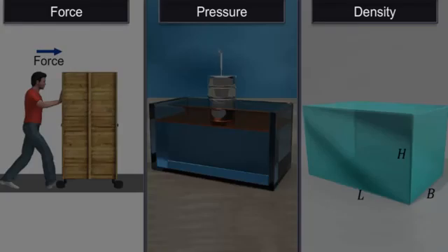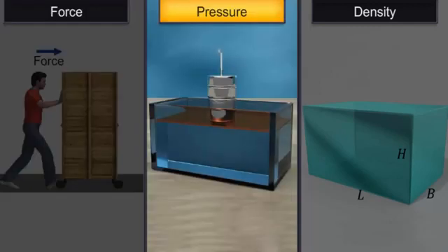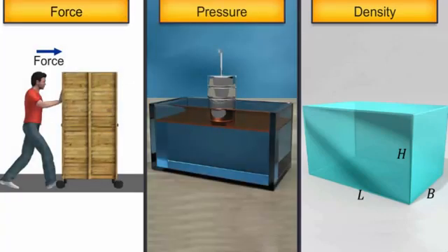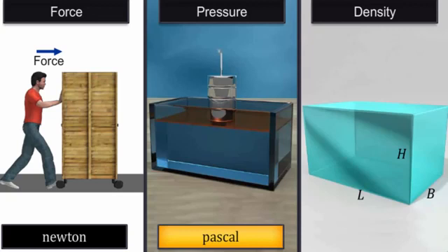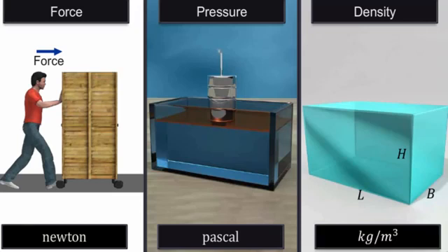So far, we have discussed derived physical quantities, namely force, pressure, and density. These quantities have units, namely Newton, Pascal, and kilogram per meter cube, respectively. But there are certain derived physical quantities that do not have units.